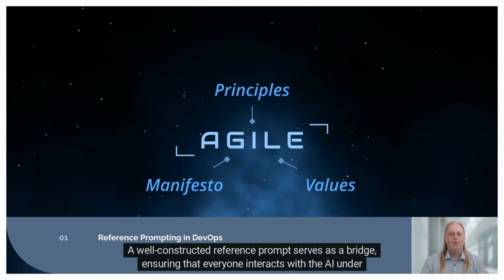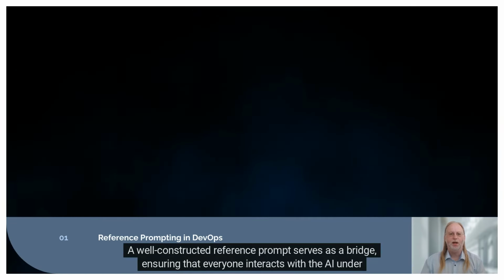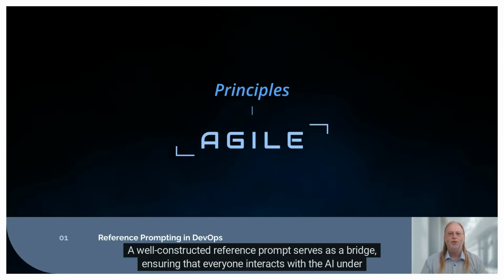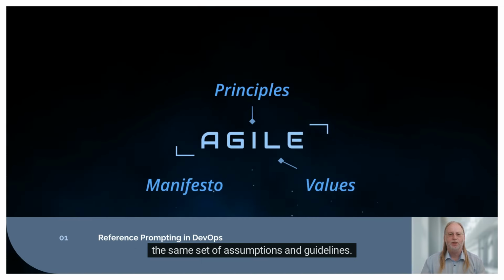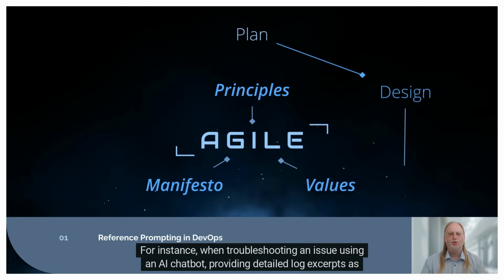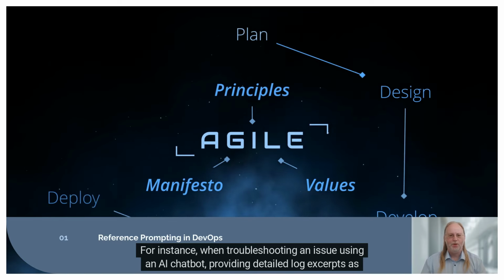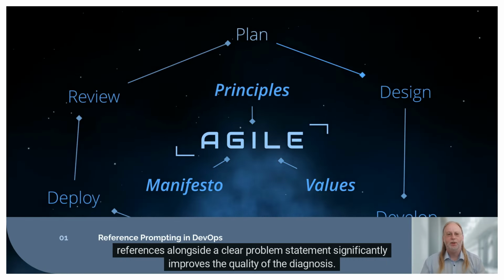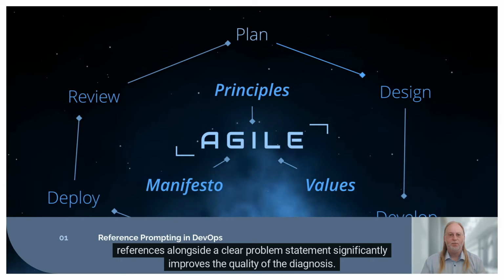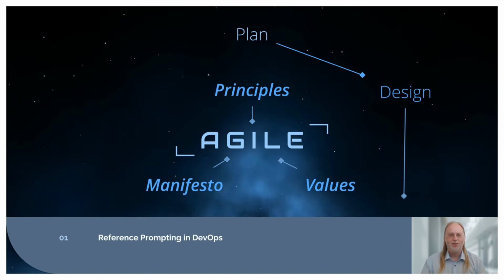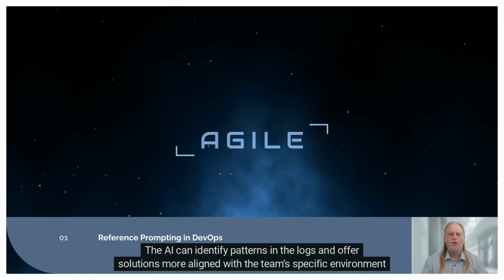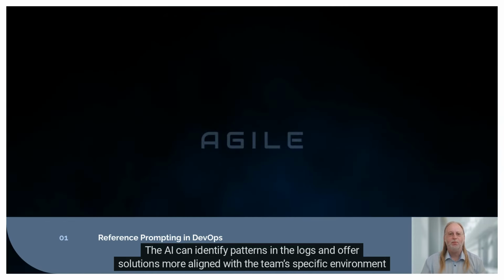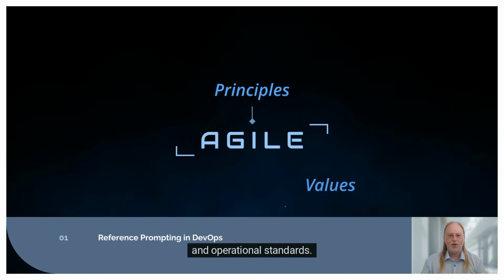A well-constructed reference prompt serves as a bridge, ensuring that everyone interacts with the AI under the same set of assumptions and guidelines. For instance, when troubleshooting an issue using an AI chatbot, providing detailed log excerpts as references alongside a clear problem statement significantly improves the quality of the diagnosis. The AI can identify patterns in the logs and offer solutions more aligned with the team's specific environment and operational standards.